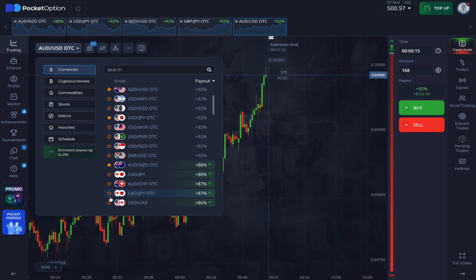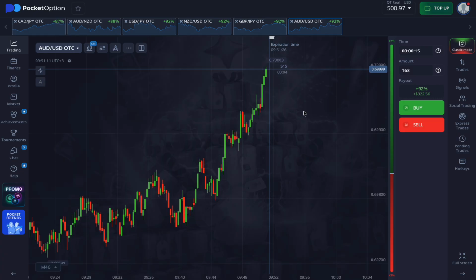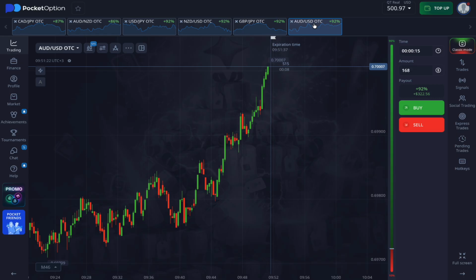We're trading in OTC mode. I'm adding stable currency pairs with higher profitability on this broker. After adding the currency pairs to favorites, we'll be able to monitor the profitability on these assets in real time. And if the profitability drops, we'll switch to other currency pairs right during trading and trade on those instead. I'm switching over to the British pound against the Japanese yen.